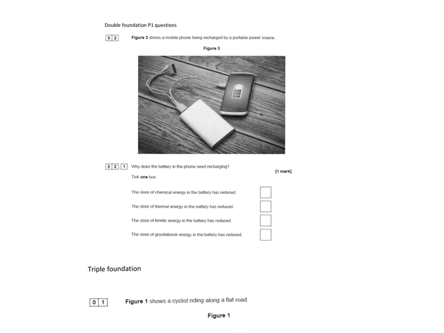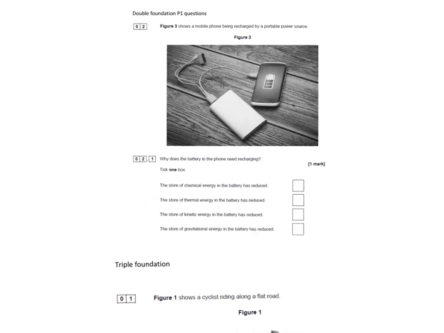So these are more foundation double questions, and then this is one from the 2018 paper. This is not the whole question, but it's part of a question. It shows a mobile phone being recharged by a portable power source. Why does the battery in the phone need recharging? It says tick one box, so only one. If you tick more, you will not receive any marks.